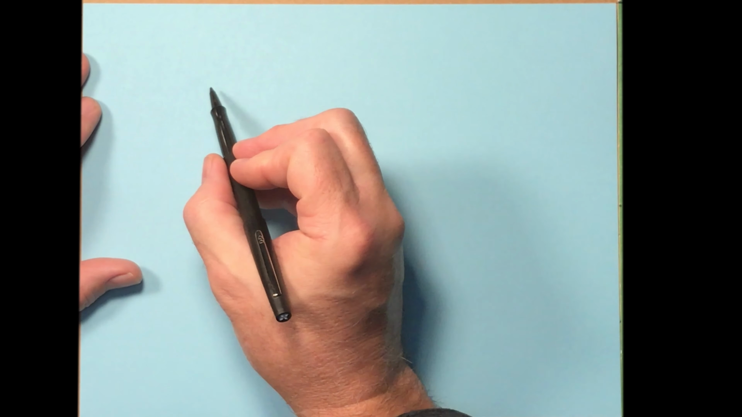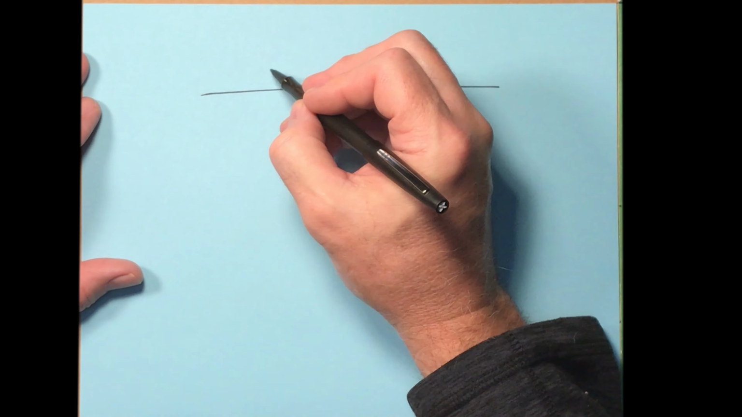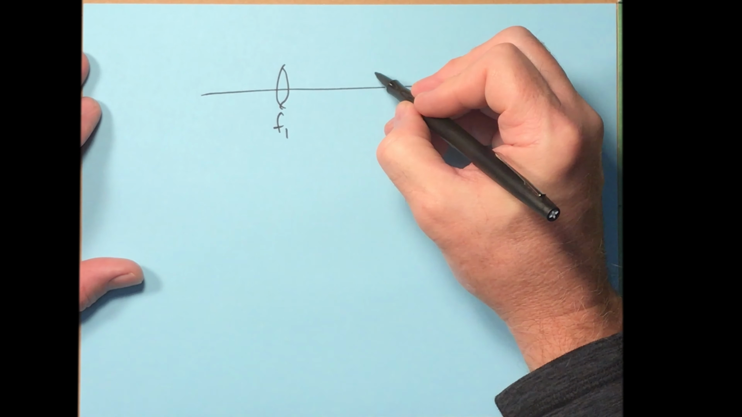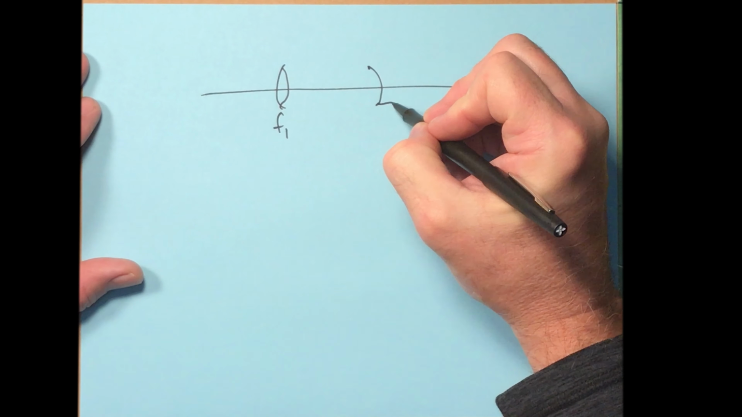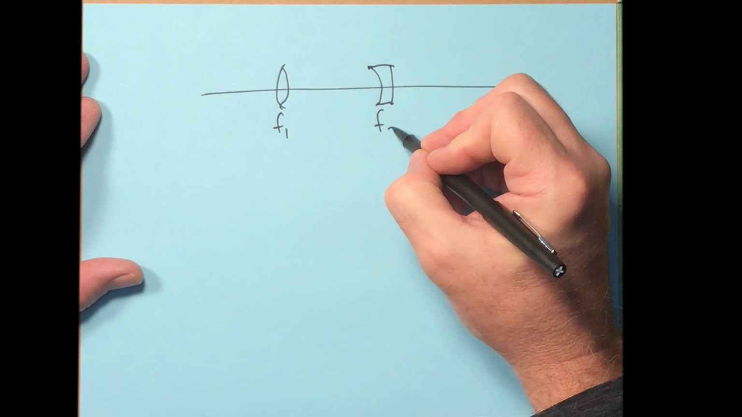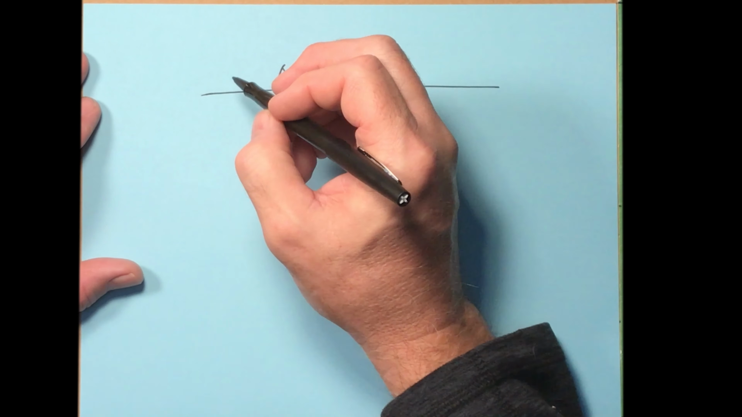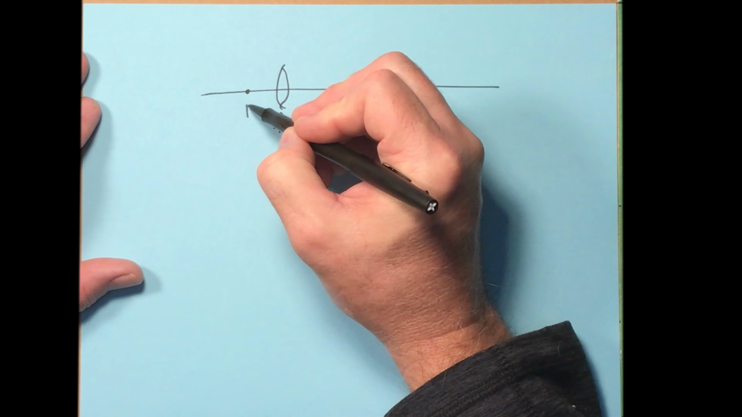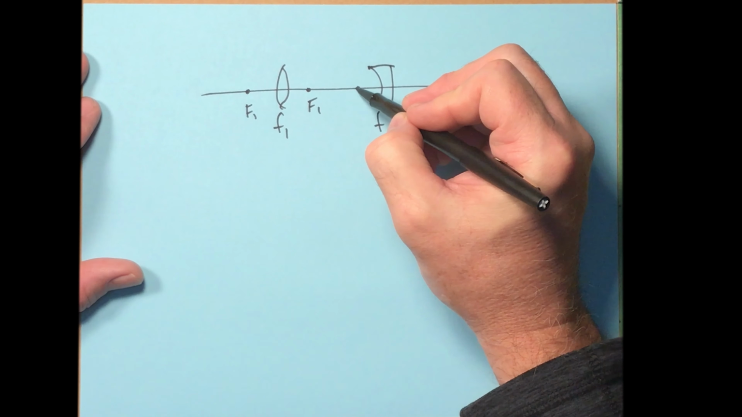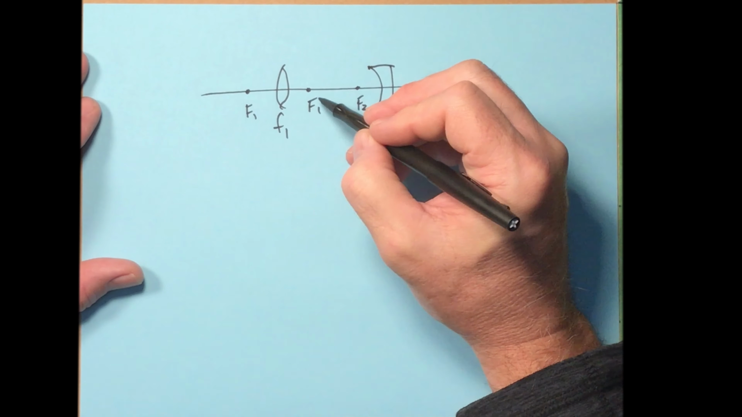All right, I'd like to give you a problem now so that you can work it. Let's say that we have an axis here, and we've got a lens that has a focal length, let's call that f1. And over here we have now a mirror that is concave that has a focal length of f2. And of course this has some focal point f1, and this has some focal point f2 as well.